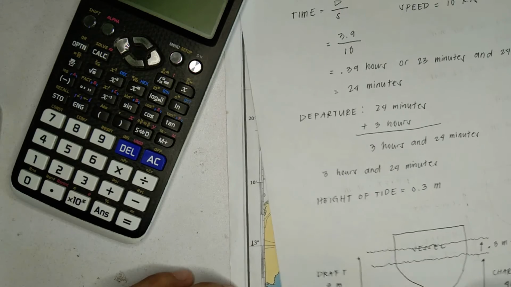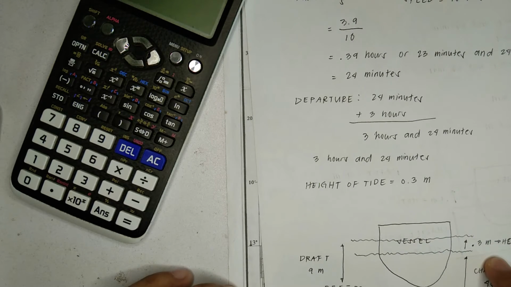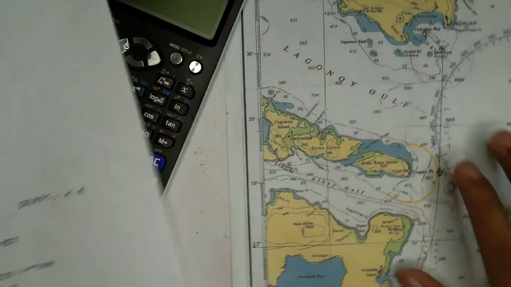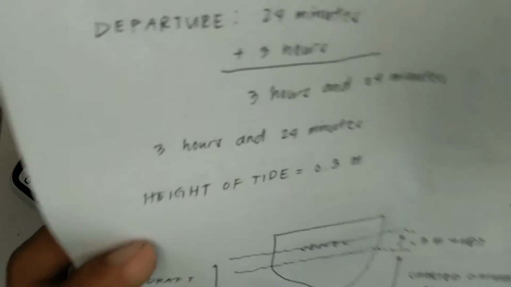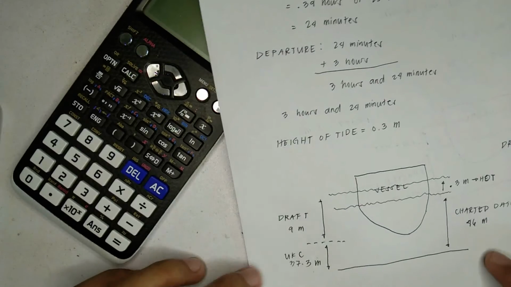And then in the ship's particulars, we have a draft of 9 meters. Then the height of tide, as we already identified, 0.3 meters. Then charted datum, we have here 46 meters. As you can see, this is the lowest water, the shallow water that we can identify in our chart.